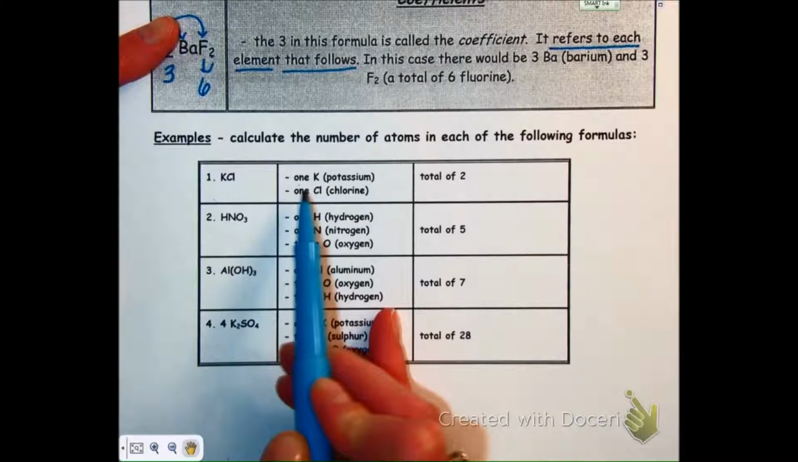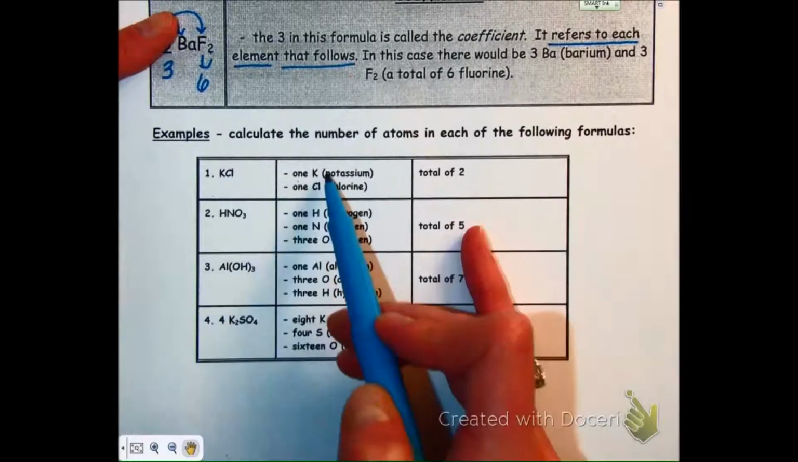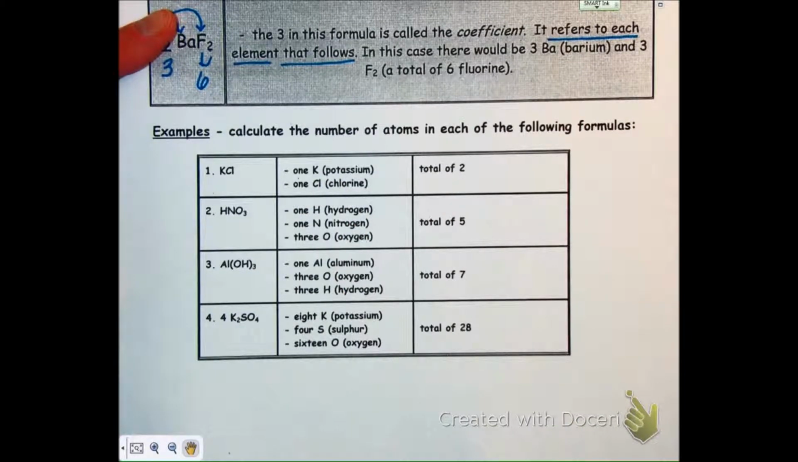So just be aware and careful of when you read test questions in the future that you're actually answering what the question is asking you. Is it asking for individual atoms, or is it asking for the total number of atoms in the formula? Are there any questions about these examples as you're looking them over before we start our practice?